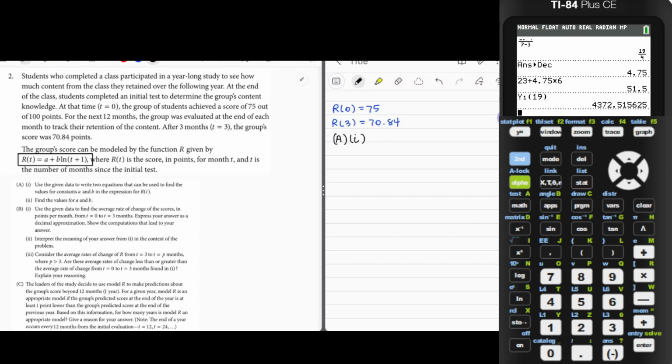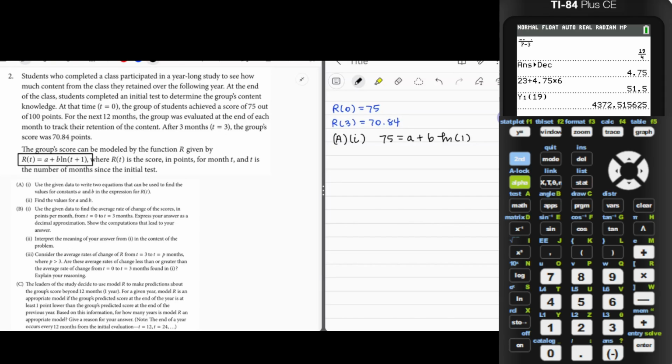So when t equals 0, r equals 75. So 75 is going to equal a plus b natural log of 0 plus 1. And hopefully you see that natural log of 1, you're like, oh wait, I'm supposed to know what that is. 1 is a special power of e. 1 is e to the 0. Natural log of 1, that's 0. Okay, but we'll come back to that in a second.